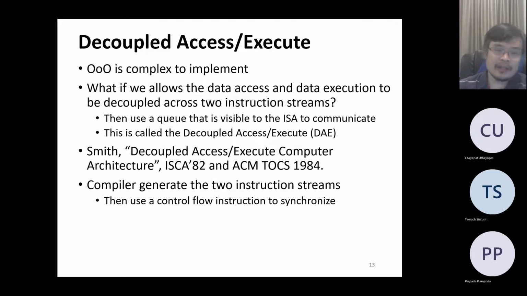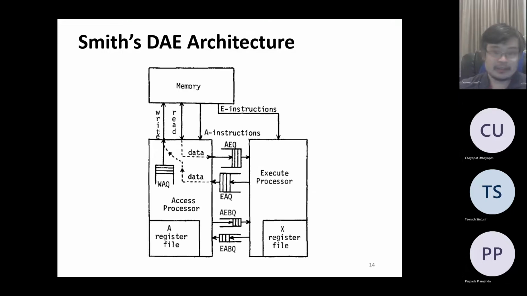I mean, in this case, the compiler would be the one responsible for generating these two instruction streams. And they use control flow instructions to synchronize between the two streams, right? So here is the overall architecture. Again, you have instructions in the memory, right? So instructions are here. And you also have the data inside the memory. Basically, that's like a von Neumann architecture, right?